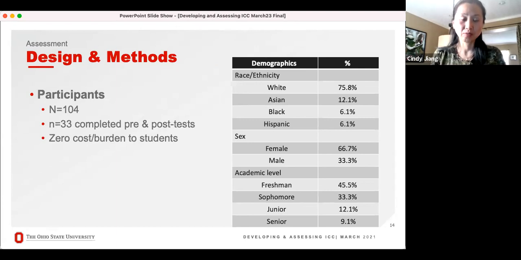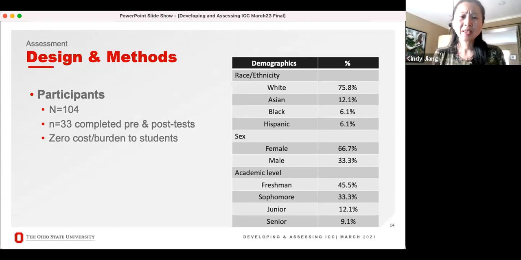We started with all students enrolled in 1101 all the way through 1103. So altogether we had about 104 students. The results that I'm going to talk about only include 33 students who completed the pre and post tests, and we were able to follow 33 students all the way through. The other students, as you can see, we have a significant attrition rate, and also because some students participated in 1103 without taking the 1101 and 1102 intervention courses previously.